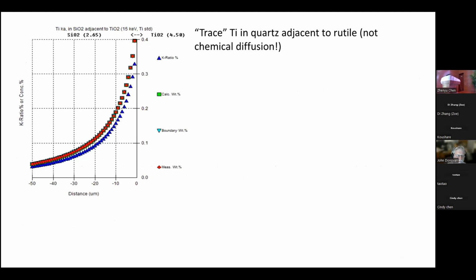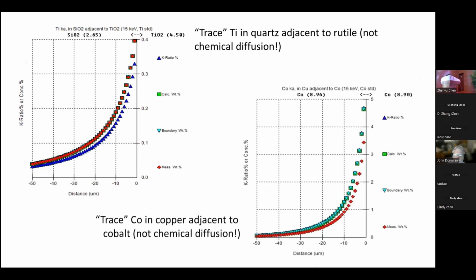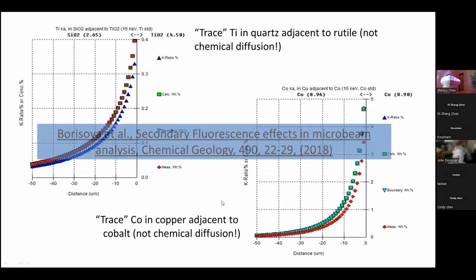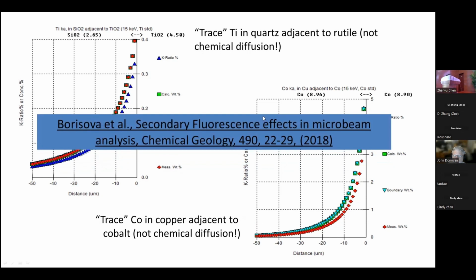John talked about secondary fluorescence, so I won't talk about it. This is an example of titanium adjacent in quartz adjacent to TiO2 rutile. This example was talked about by Castaing 60 years ago, which is measuring cobalt in copper adjacent to cobalt. And this is not electron diffusion. This is secondary fluorescence. We published a paper on this in Chemical Geology in 2018. You should refer to that.